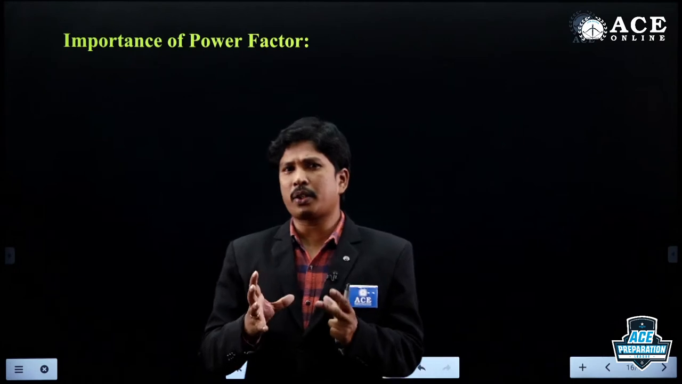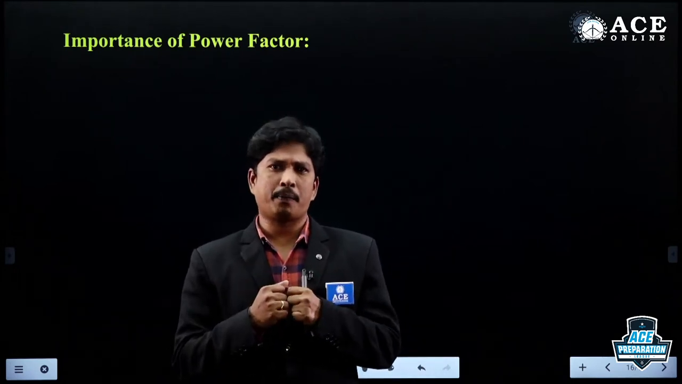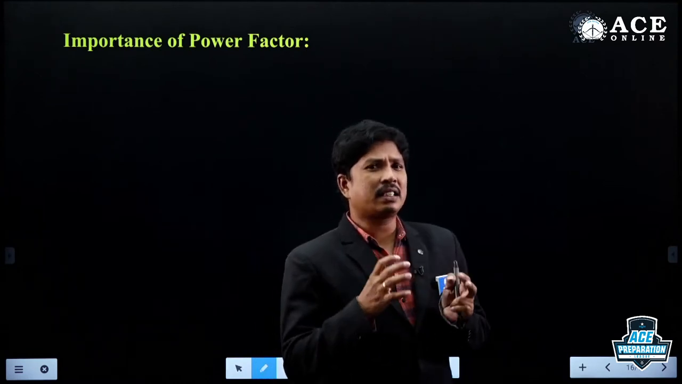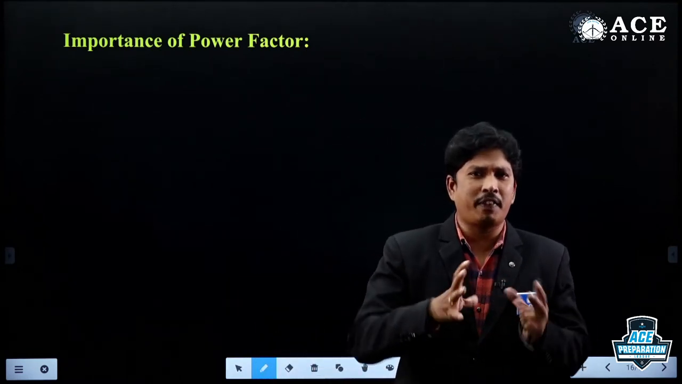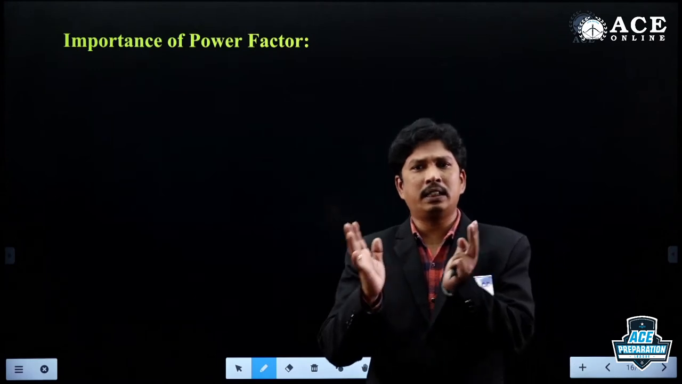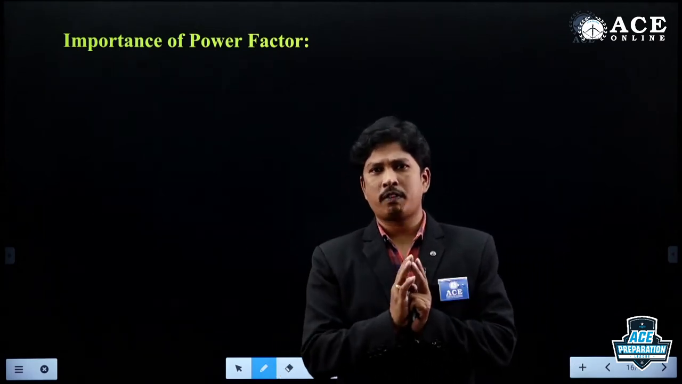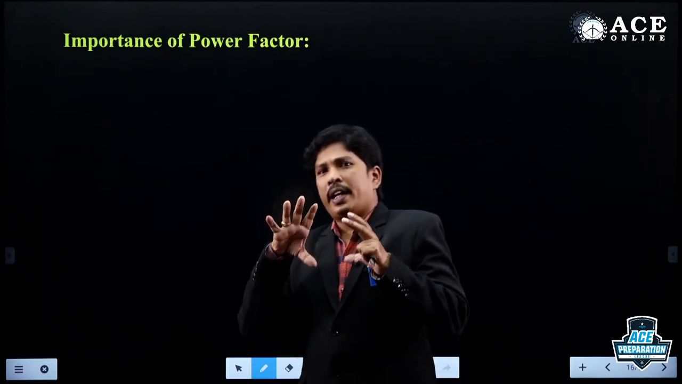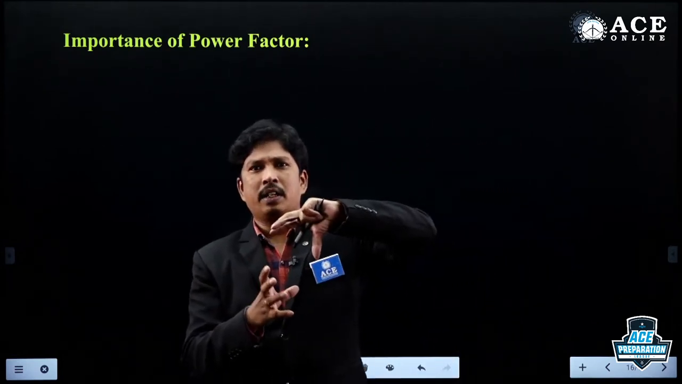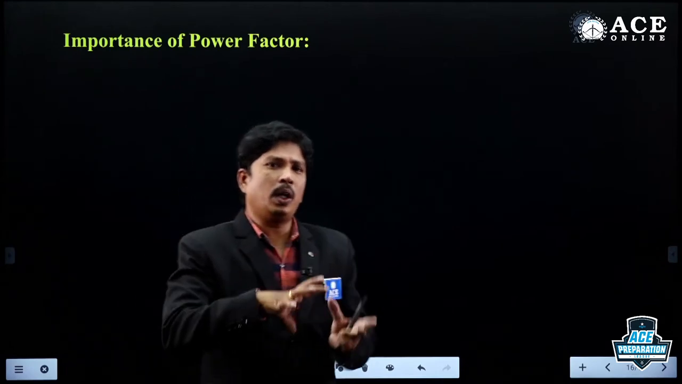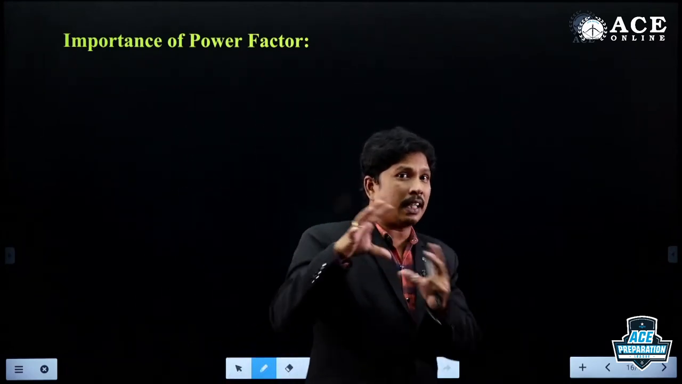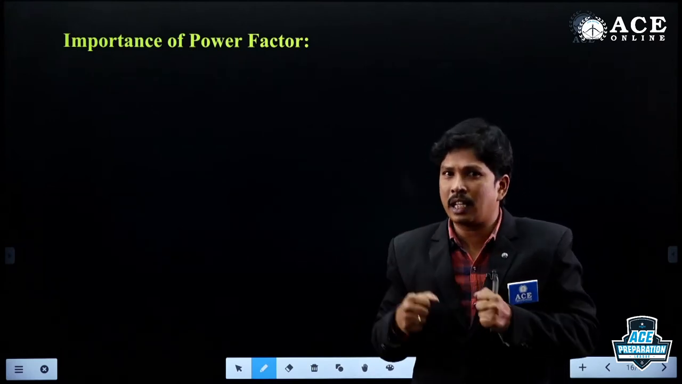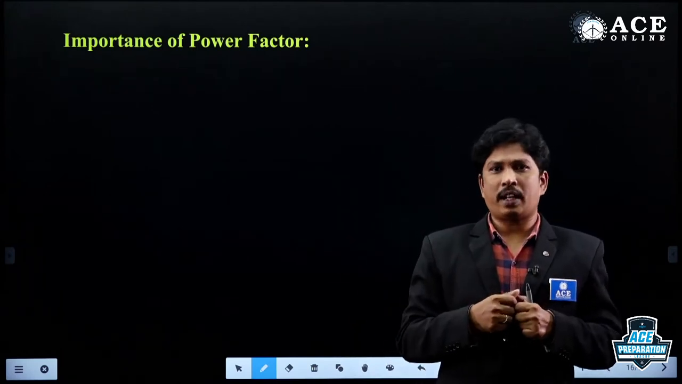What is power factor? It is the ratio of active power to the apparent power. Is it clear? It is the cosine of the phase angle difference between voltage and current for an element. If you consider a load, take the voltage and take the current. The cosine of the phase angle difference between voltage and current for the same element is called the power factor.